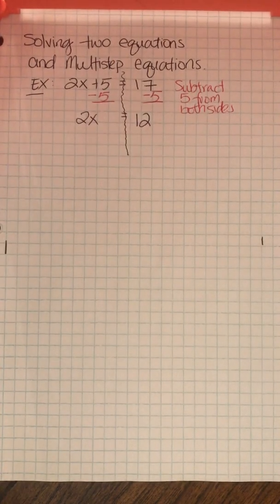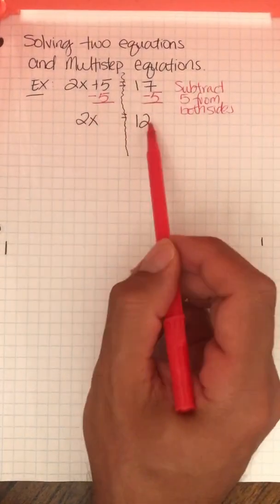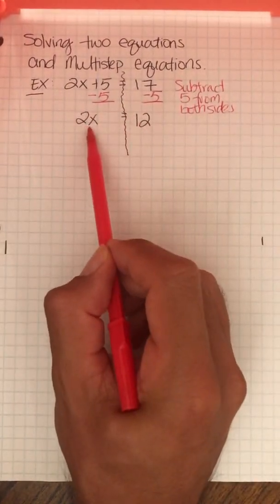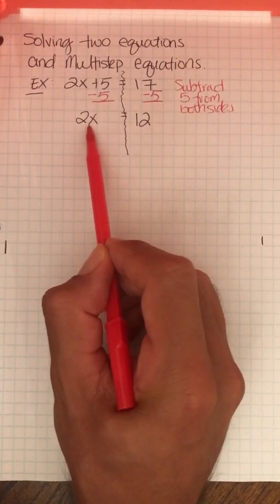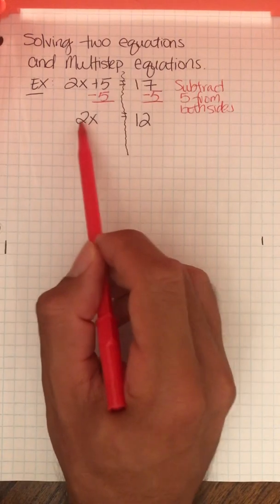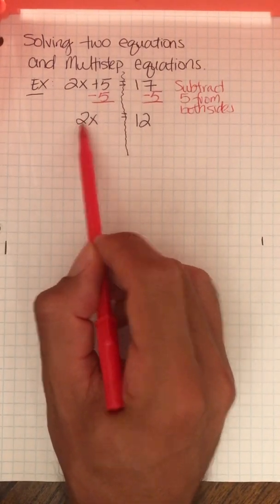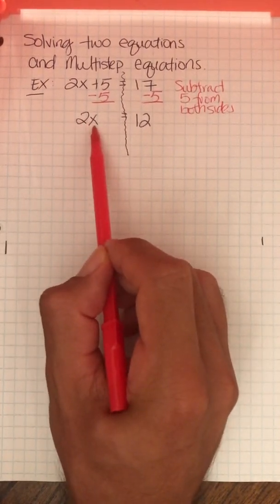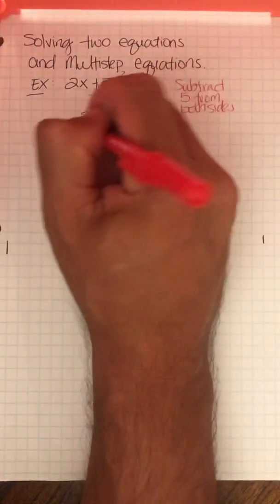Okay. Now we're left with 2x equals 12, and we want just one of them. So we have to notice, ladies and gentlemen, the 2 and the x, when they're combined like this, are being multiplied. Once again, the 2 and the x here are being multiplied. Opposite of multiplication is division, so let's divide both sides by 2.